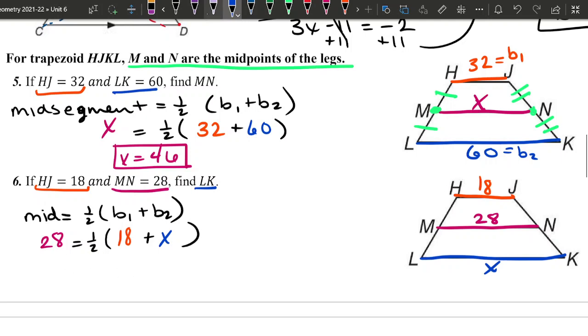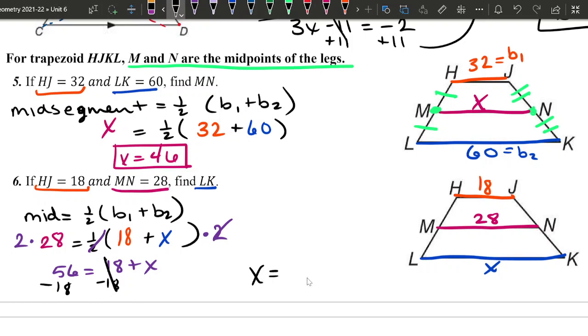So this time I need to solve. I'm going to start off with solving. So I have reverse order of operations. I'm not going to do inside parentheses first. I'm getting rid of the 1/2 first. So that's kind of like 1 divided by 2. To cancel out half, you would multiply by 2. So I'm going to say times 2 to get rid of the 1/2. If I do it on one side, I have to do it on the other side. So 56 equals 18 plus X. And then I can subtract 18. And then I get that X equals 38. And that is LK.